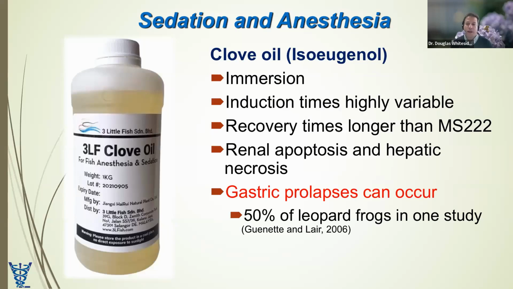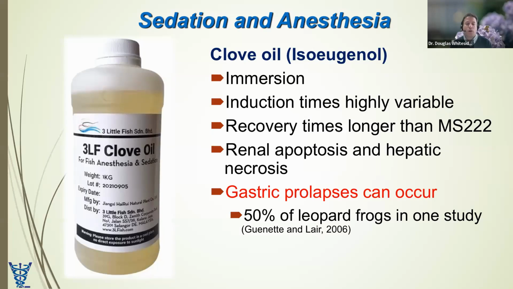So another thing that's been used more and more in the fish industry and started to come over into amphibian anesthesia is clove oil. There are lots of different ingredients in there, but the most active is isoeugenol, and it can be used as an immersion. One of the things with clove oil is that the induction times tend to be highly variable, and the recovery times are actually longer than MS-222.